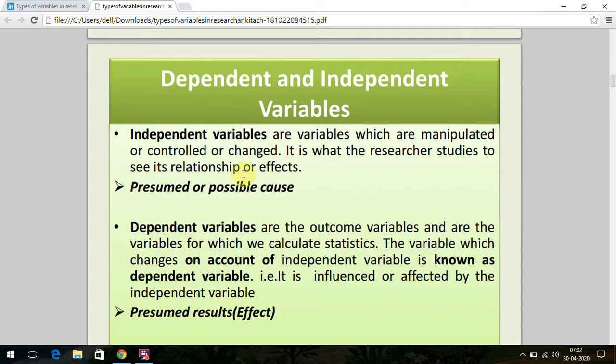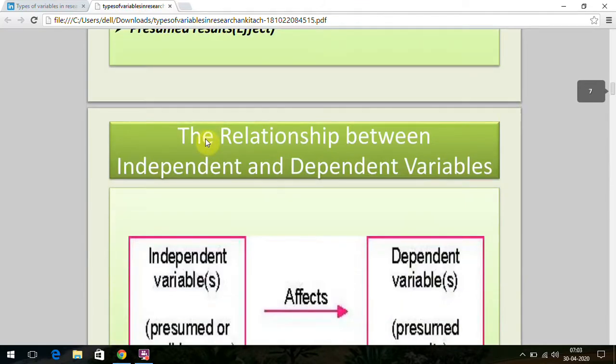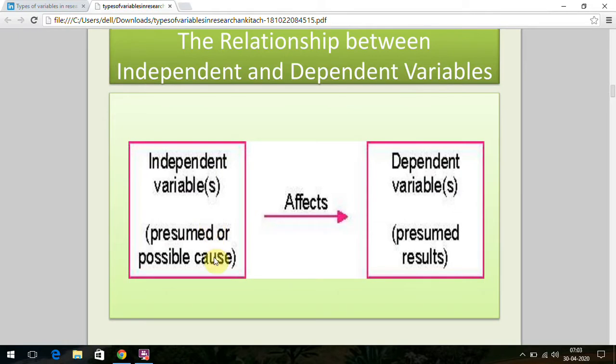So the independent variable will be the cause, and the dependent variable will be the effect. So all the causes result in the effect, which here is dental anxiety. So this relationship is what we are studying in research. Okay, so dependent variable is also known as outcome variable. Independent variable is also known as explanatory variables. So usually the independent variable, the cause, will affect the dependent variable, or the result.